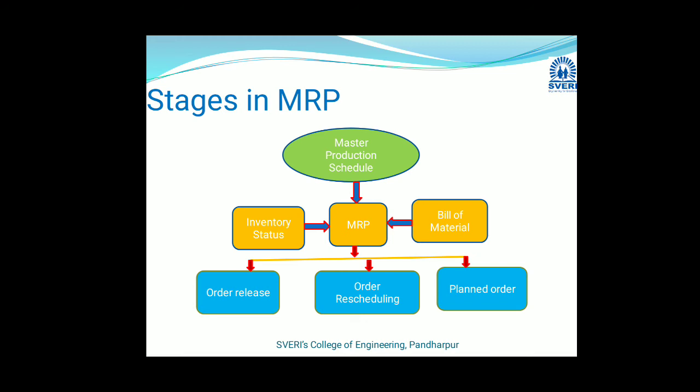From these stages we get some advantages from this MRP. The first is that it will be time saving. Next, shortage of inventory never occurs in the system because the master production schedule is already done. Overlapping of orders can be avoided because of our planning for order release, order rescheduling, and planned order. So these are the advantages of material requirement planning. So this is about MRP.